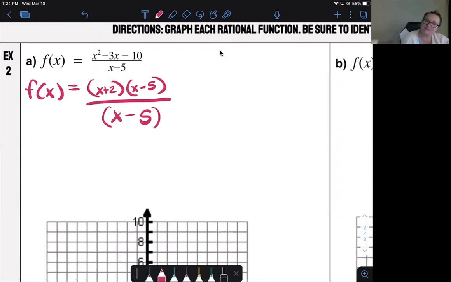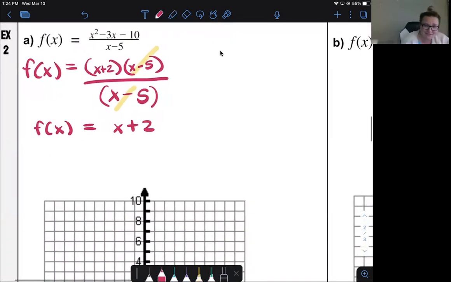Oh, look at that. We have x minus 5 in the numerator and the denominator. Well, x minus 5 divided by itself is 1, and 1 times x plus 2 is just x plus 2. So check it out, we just have x plus 2. Again, we have a linear function, which we know how to graph. All these steps so far are pretty much the same. Our slope then is 1. Our y-intercept is 0, 2.